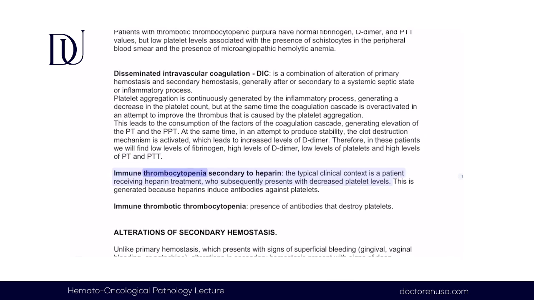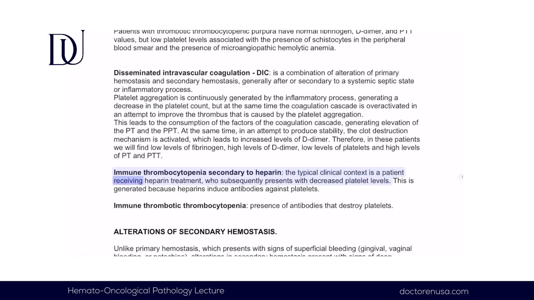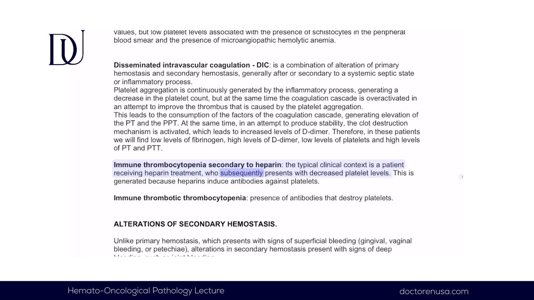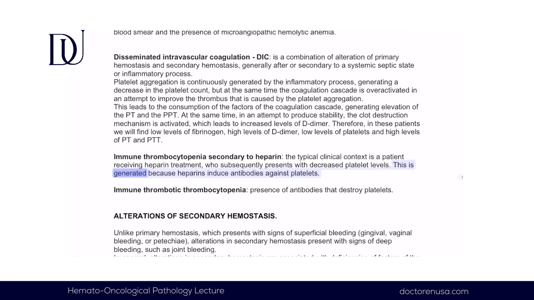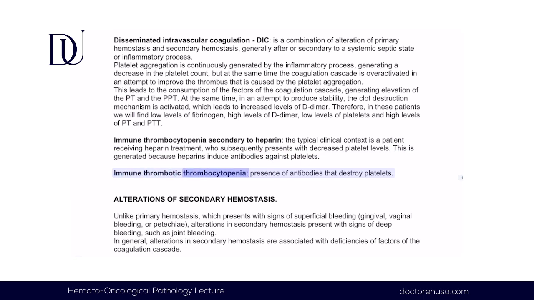Immune thrombocytopenia secondary to heparin. The typical clinical context is a patient receiving heparin treatment who subsequently presents with decreased platelet levels. This is generated because heparins induce antibodies against platelets. Immune thrombotic thrombocytopenia, presence of antibodies that destroy platelets.